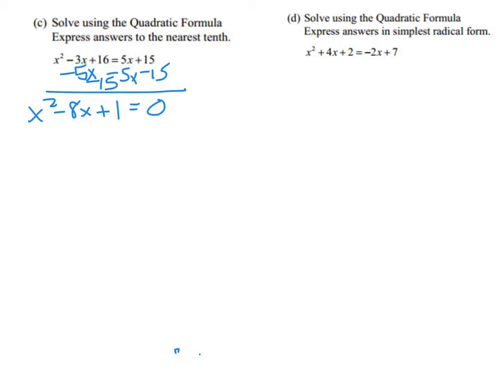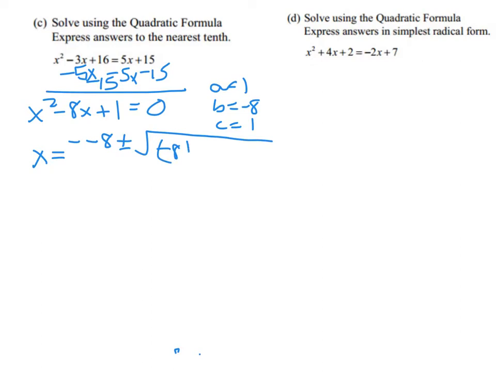So I'm going to do quadratic formula, which means I got to pick out my a is 1, my b is a negative 8, and my c is equal to 1 also. So I do x equals negative of b, so the negative of a negative 8, plus or minus the square root of b squared, so a negative 8 being squared, minus 4 times a is 1 times c is 1, all over 2 times a, which is 1.